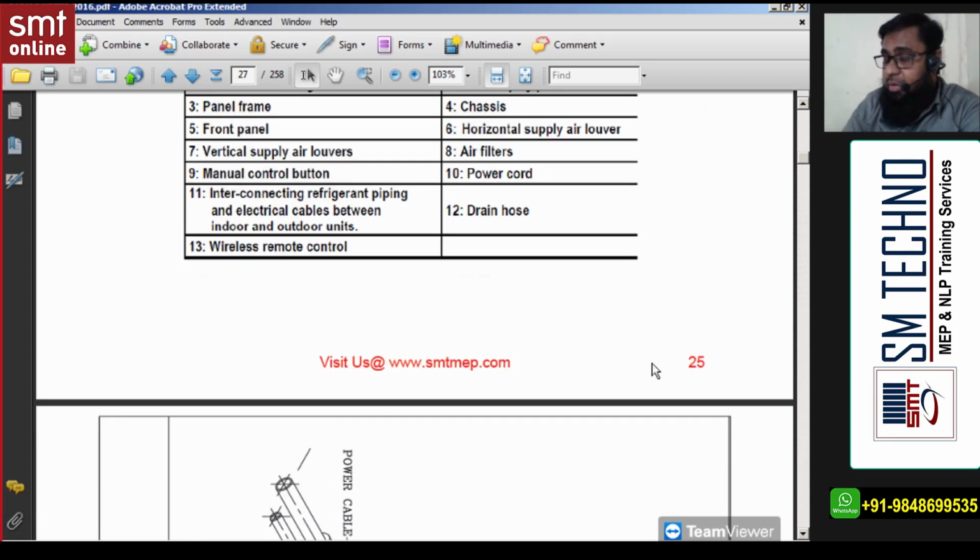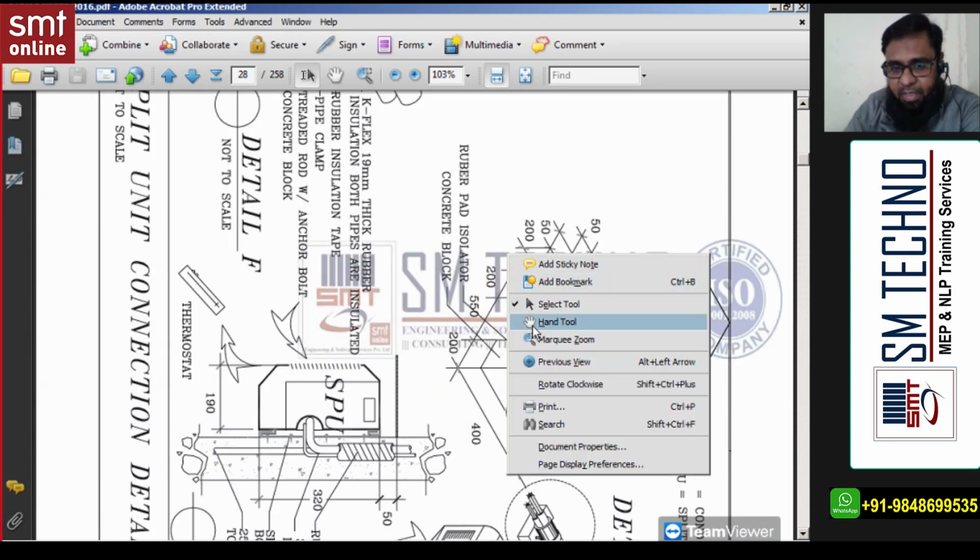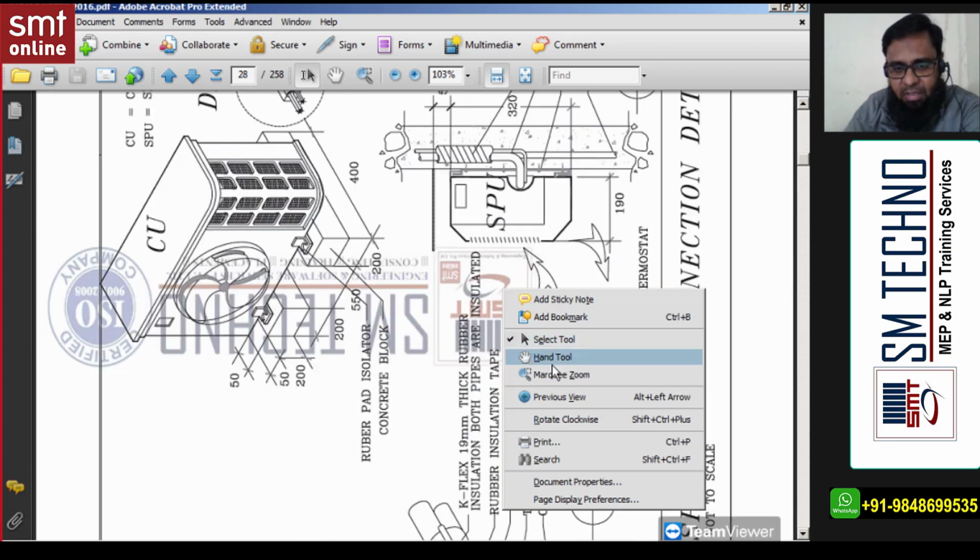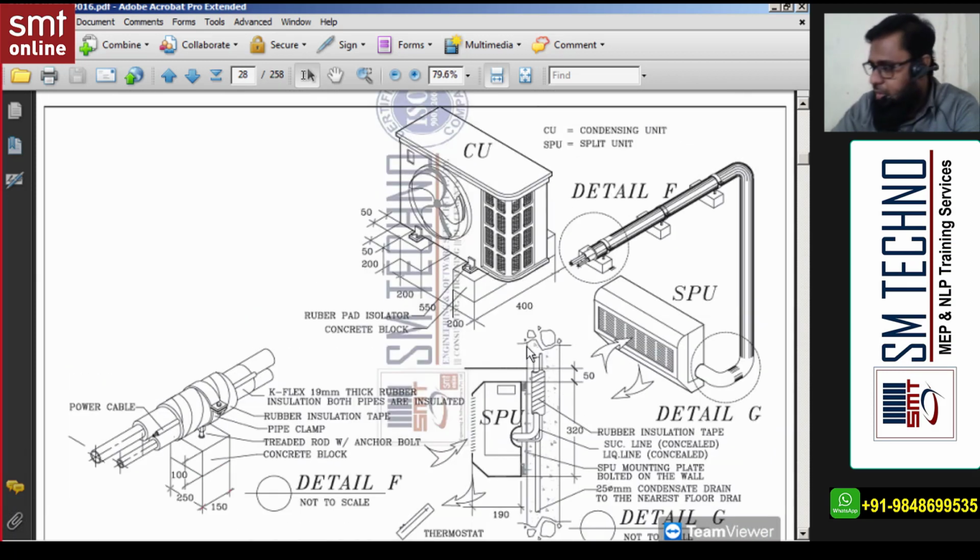After page number 25, you'll find the detailed drawing for the split. I'm going to rotate this. I'll use it as a landscape.